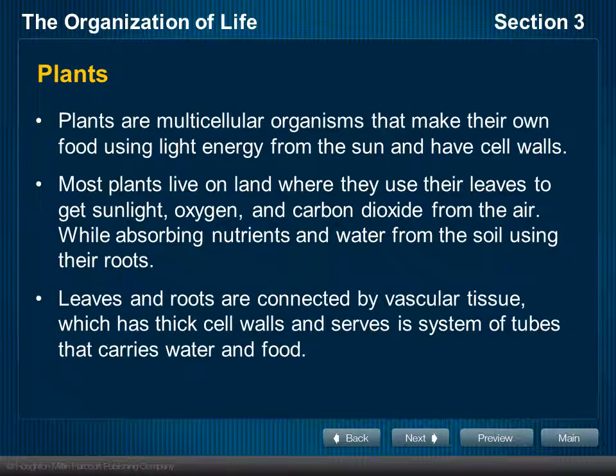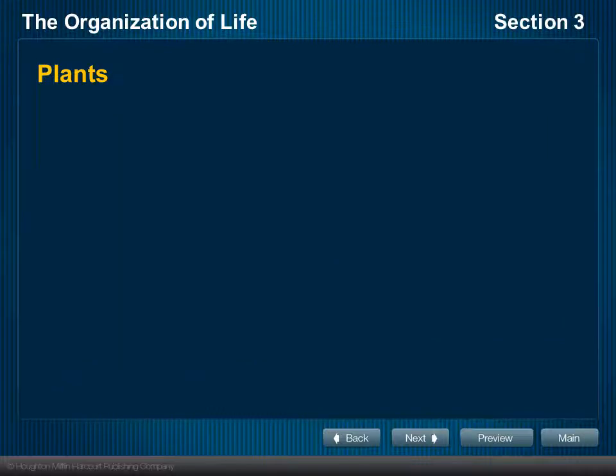We see that leaves and roots are connected by vascular tissue. If you think about your typical plant, leaves on top, roots on the bottom. But how are those connected? Well, you've got the stem in place. The stem is actually made up of vascular tissue, vascular like vessels. We have what we call xylem and phloem, and these are thick cell walls and tubes that carry the water and food to the different parts of the plant as they are needed.